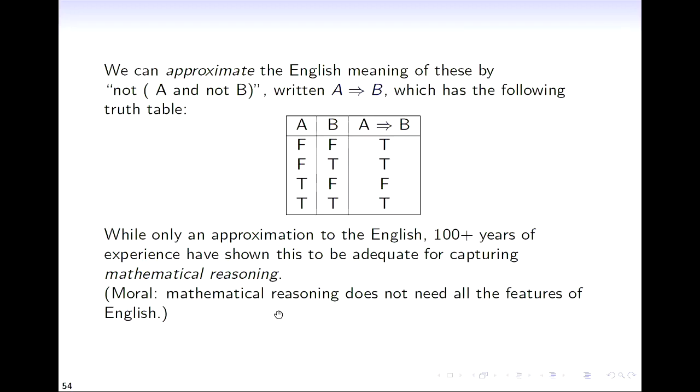What we can take away from this is that mathematical reasoning does not need all the features of English. Very often you can get useful results even without capturing, in this particular case, this causal relation. Just take A implies B mathematically, as I said. It is always true, except when A is true and B is false.